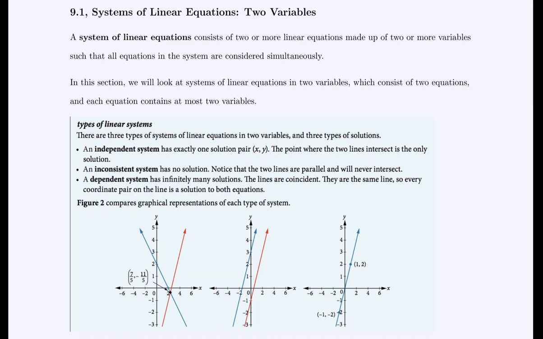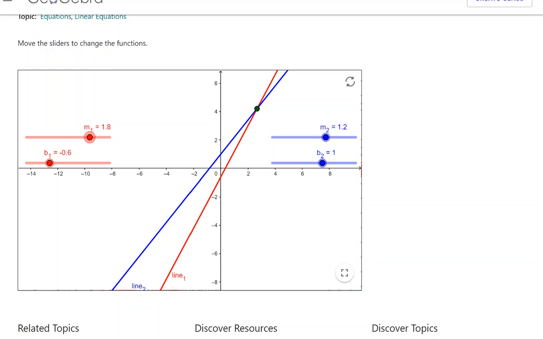In this section, we're going to look at systems of linear equations in two variables. Now, to begin, let's look at a nice GeoGebra application that can help us visualize what's going on with the system of linear equations. The way to think about a system of linear equations is that you've got two lines graphed on the same plane. So here we can see my line in blue and my line in red.